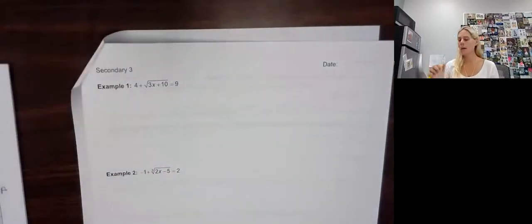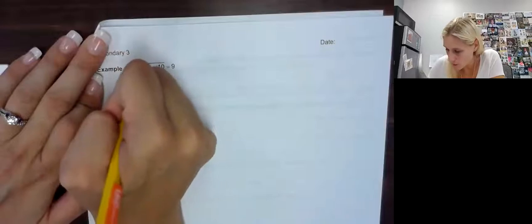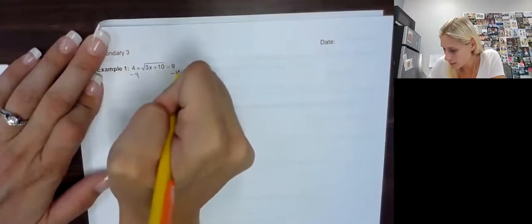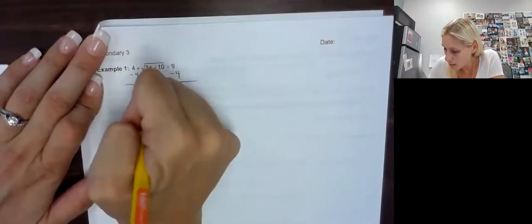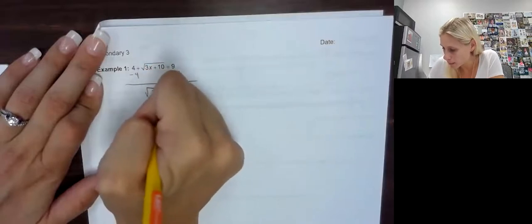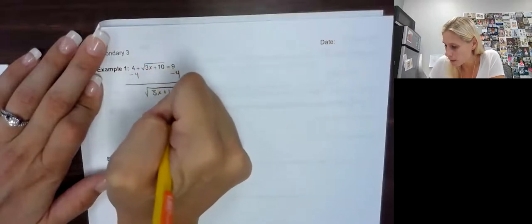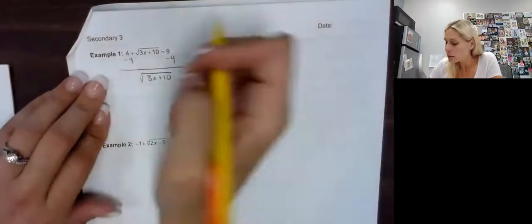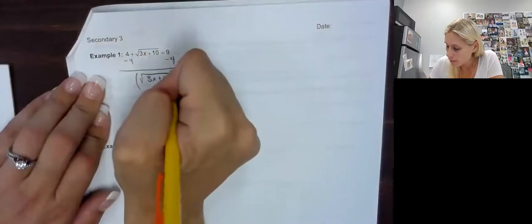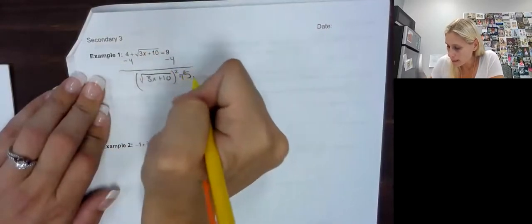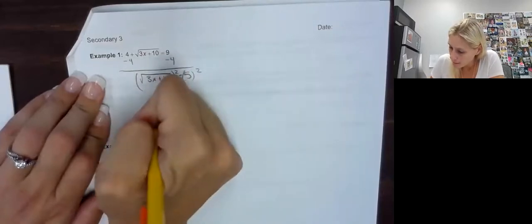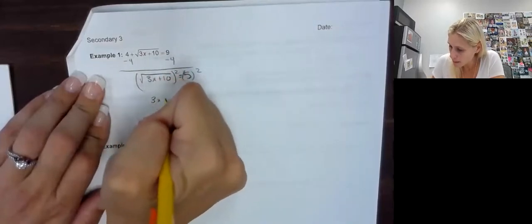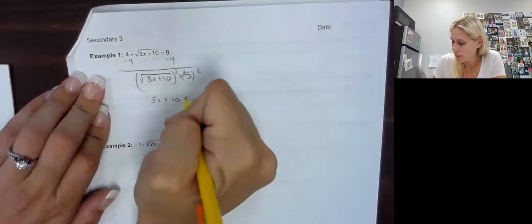All right, so let's do a couple together. So we're going to get our radical by itself. So I'm going to subtract 4 from both sides, giving us the square root of 3x plus 10 equals 5. Our square root is by itself now, so let's get rid of it by squaring both sides, giving us 3x plus 10 equals 25.